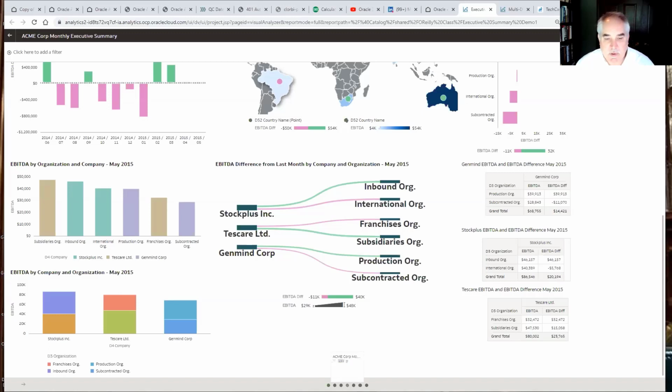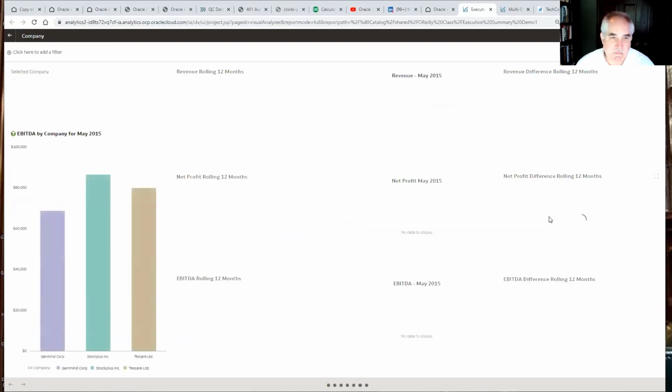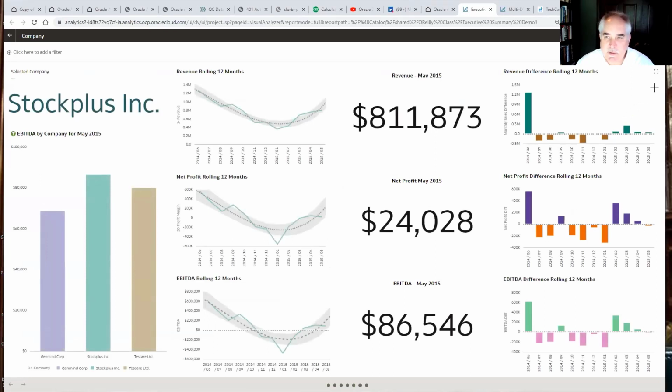One of the other layouts that we use a fair amount is what we call a KPI layout. And so what we're doing here is we are choosing our KPIs in order of importance and then giving context about them on either side. So you can see we have Stock Plus. This is looking at individual companies so that we can see revenue, net profit, EBITDA.